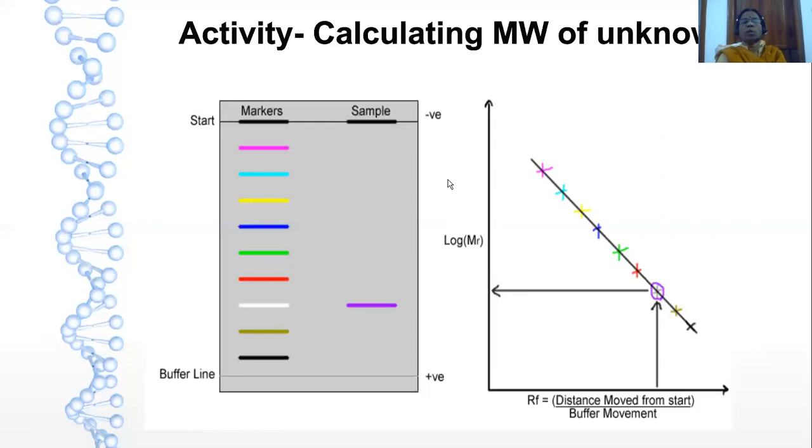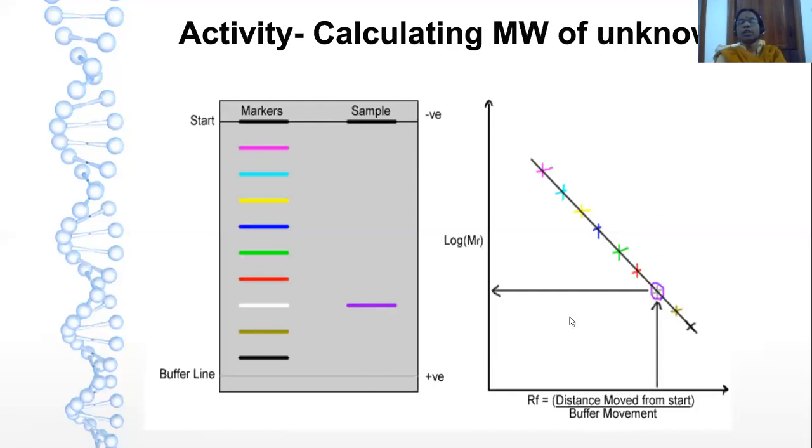Here we plot a graph against the RF. What is RF? It is the retardation factor, which is calculated by the distance moved from the start by the sample. Now this is our sample, this is our distance, from here to here this spot has moved. So you measure this distance and divide it by the total distance through which the buffer has moved. From here to here will be the buffer.